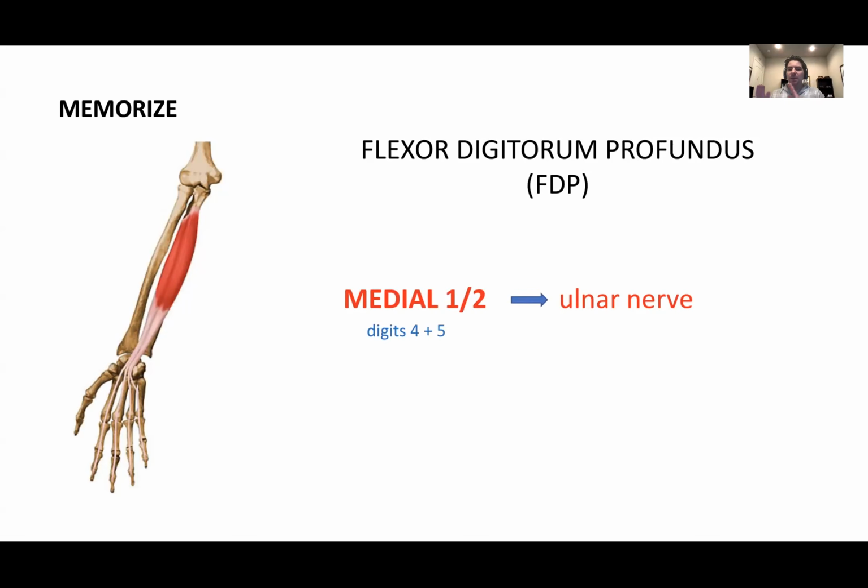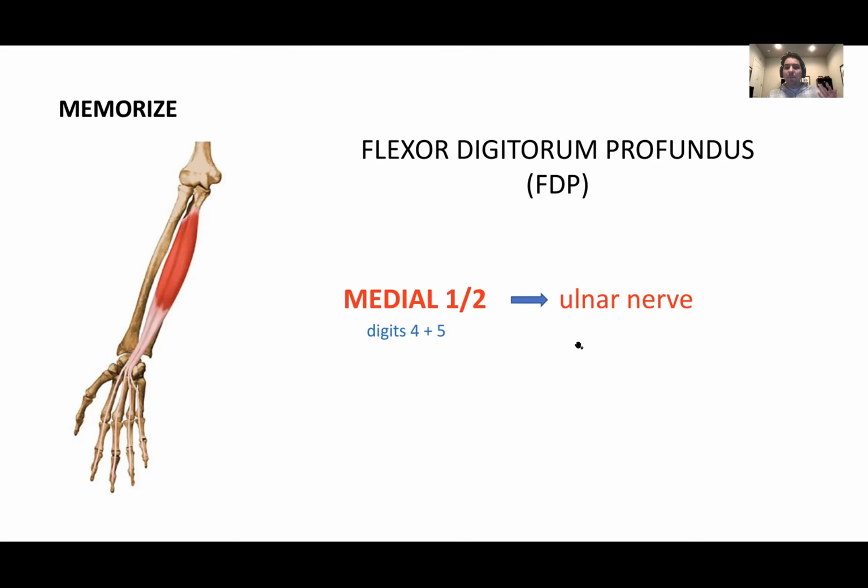So the medial half is going to be supplied by the ulnar nerve, right? Digits 4 and 5. So again, if you're in an anatomical position, your thumbs are to the outside, so your thumbs are lateral. It makes it confusing. Why is the median nerve on the lateral side? I didn't make the rules. That's just how it is.